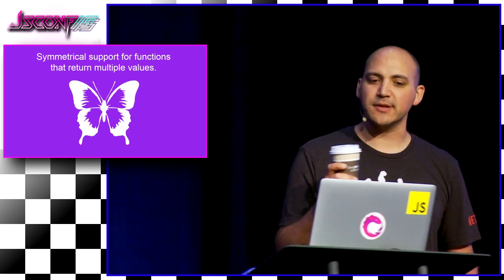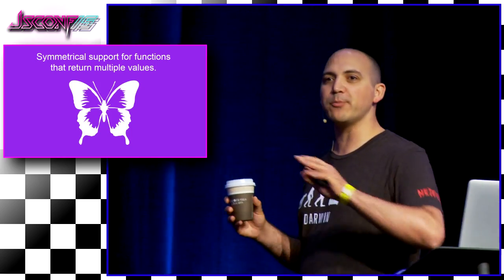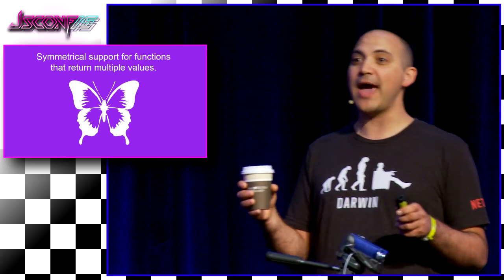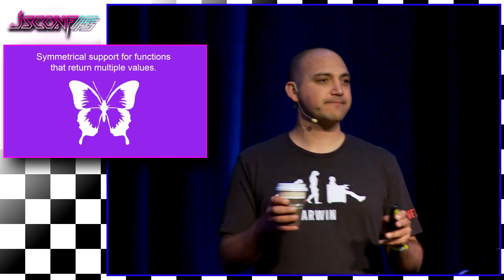So what does that mean? It means symmetrical support for functions that return multiple values, whether they're push or they're pull. You can stop worrying about the machinery and the callbacks and just focus on your code.